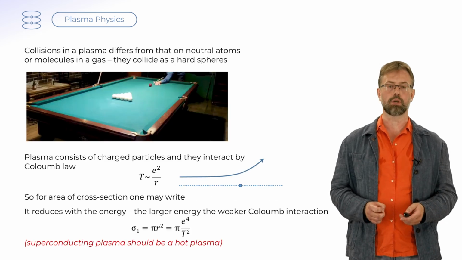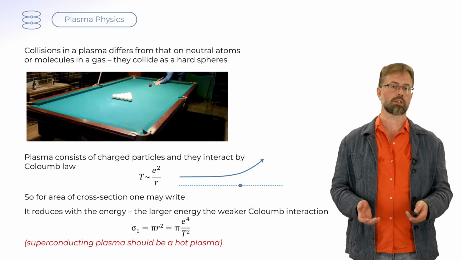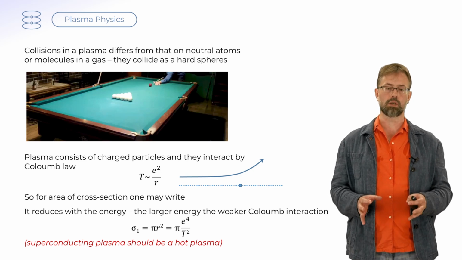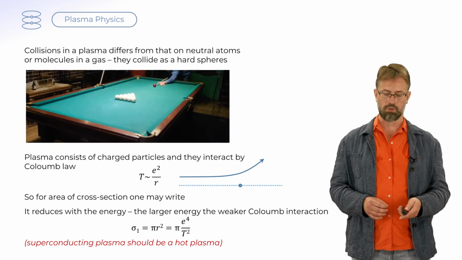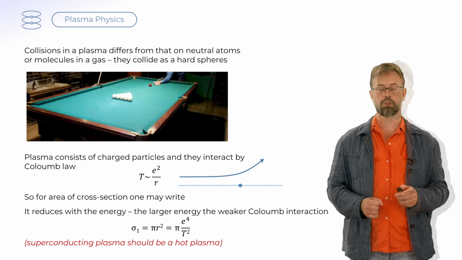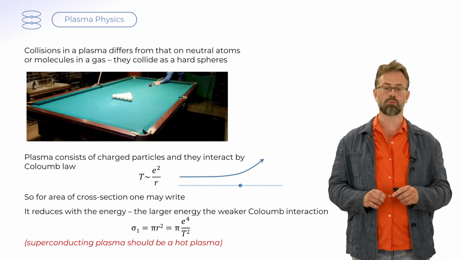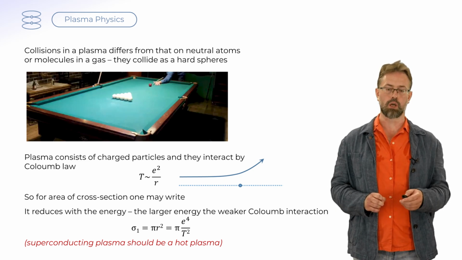But the collisions in a plasma are different from collisions in a gas, for example. Collisions in a gas are mostly like hard spheres. So you can see here an experimental movie. Plasma consists of charged particles, and they interact by Coulomb law. So there is smooth deflection of charged particles from one to another.